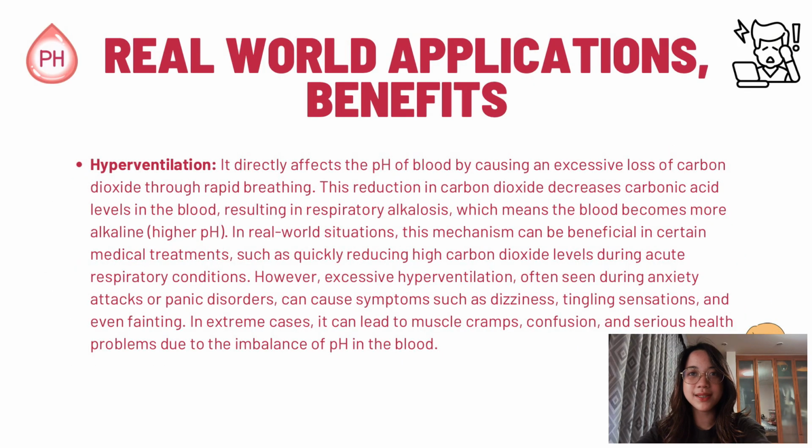Lastly, hyperventilation and pH regulation. Hyperventilation occurs when someone breathes rapidly, causing excessive loss of carbon dioxide. This lowers carbonic acid levels in the blood, leading to respiratory alkalosis, which raises blood pH. Controlled hyperventilation can be used in some medical emergencies to reduce high carbon dioxide levels.